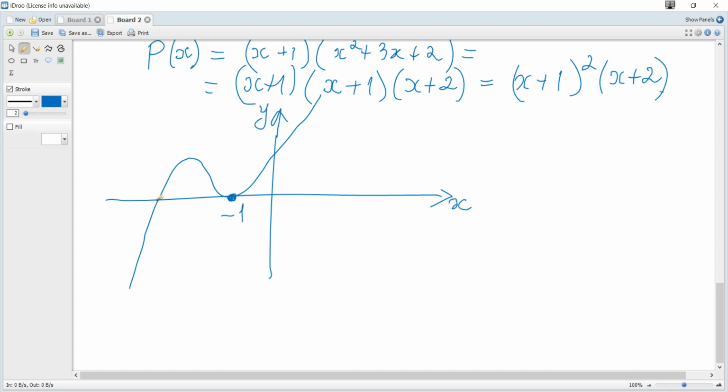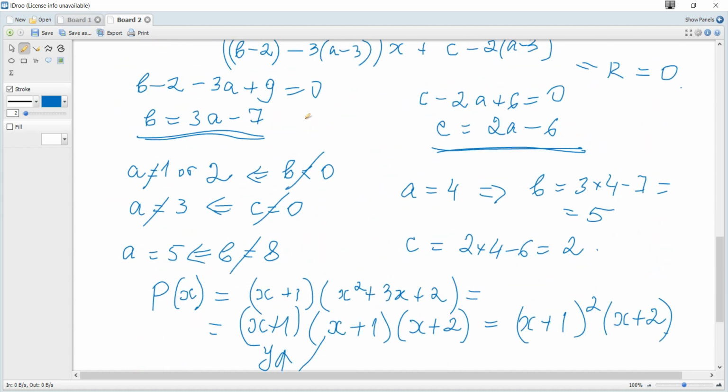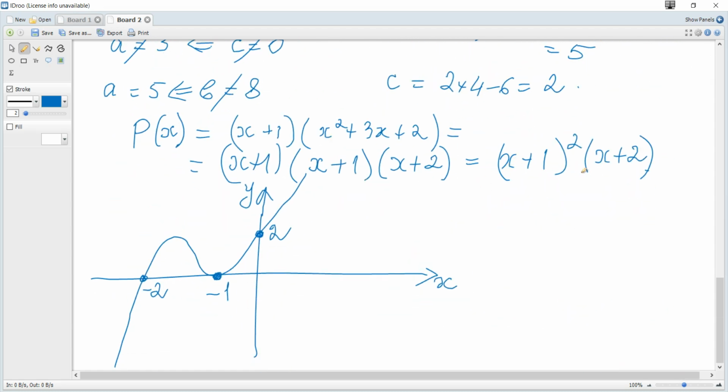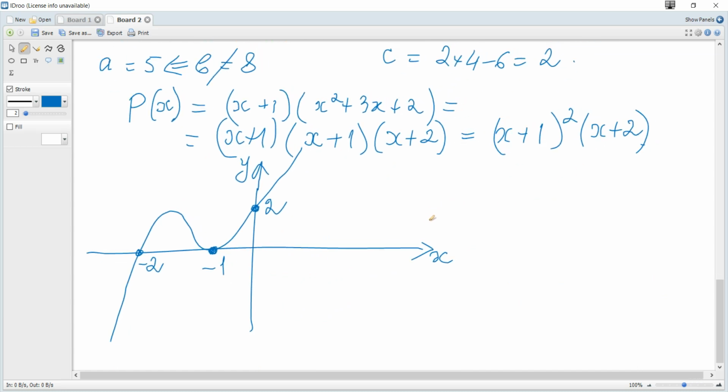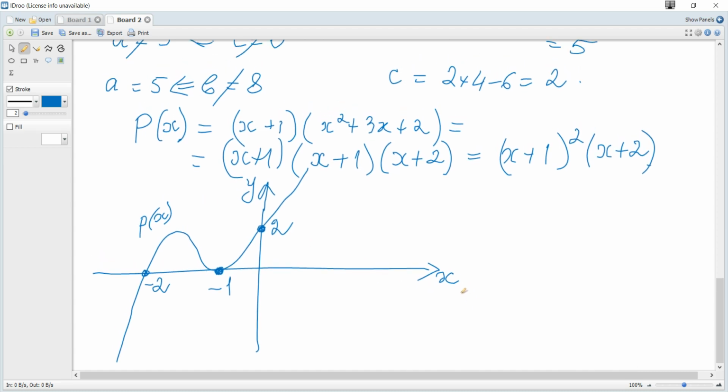So it's -1, another root is -2, and y tends to plus infinity when x tends to plus infinity, and y tends to negative infinity when x tends to negative infinity. So it looks like this. And the y-intercept is easy, it's 2. It's just c, which is 2, or here when x is 0, y is 2. So it's the required graph of p of x. And that's all for this question.